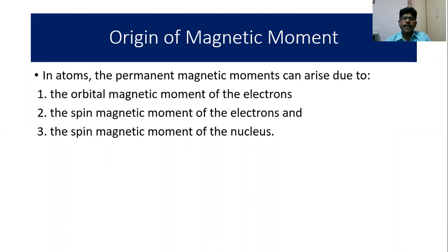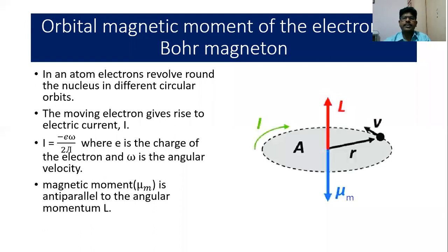In atoms, the permanent magnetic moments can arise due to the orbital magnetic moment of the electrons, the spin magnetic moment of the electrons, and the spin magnetic moment of the nucleus. Here we are going to study the orbital magnetic moment of the electrons. We have the electron moving around in an orbit whose radius is r and area is A. We have the magnetic moment mu m and angular momentum L, both anti-parallel to each other. When the electron is moving in an orbit, it forms a closed loop and carries a current I.